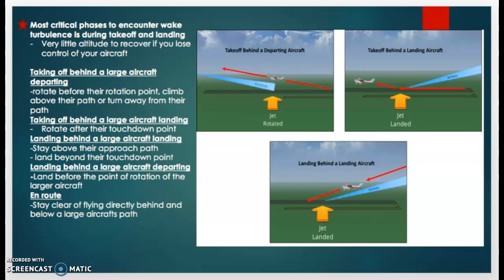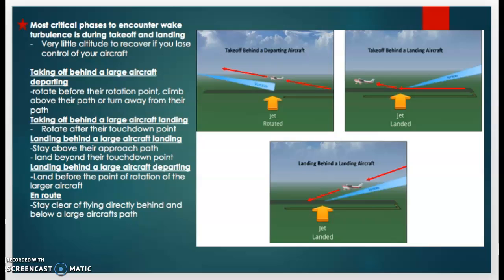I have this first paragraph starred because it is very important. The most critical phases to encounter wake turbulence are during takeoff and landing, because you're at such low altitudes that if you do encounter it and lose complete control of your aircraft, you're not going to have a lot of time to recover. So here are a few tips and tricks to avoid ever getting yourself into that situation.